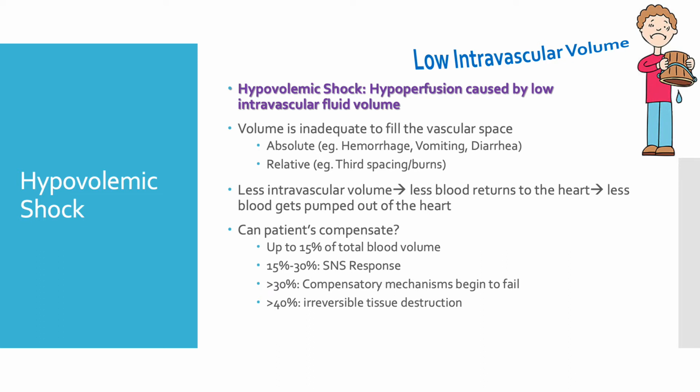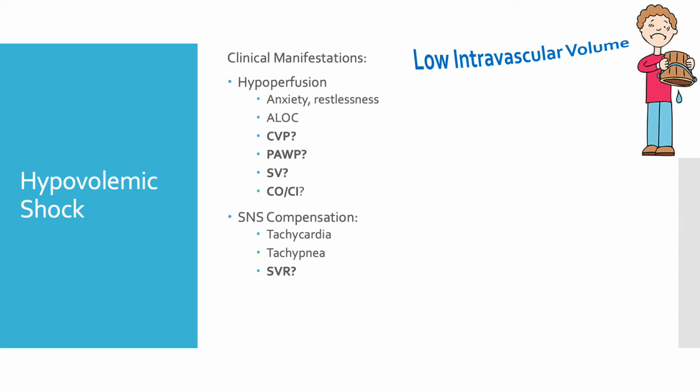However, if we start to look at a patient who's lost over 30% or even over 40% of their blood volume, these patients are not able to compensate as well and maybe not at all. So ultimately, the tissue is destroyed because of that severe hypoperfusion. So what will these patients with hypovolemic shock look like? What are their clinical manifestations?